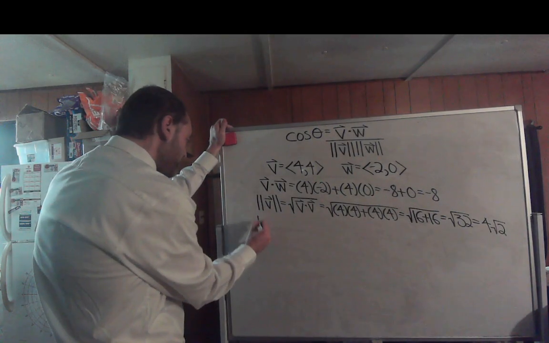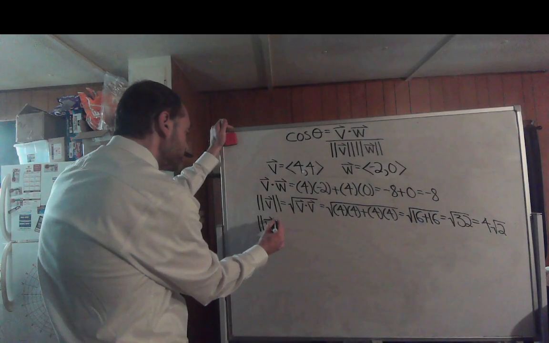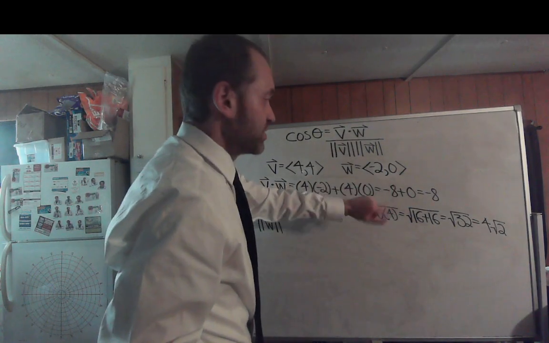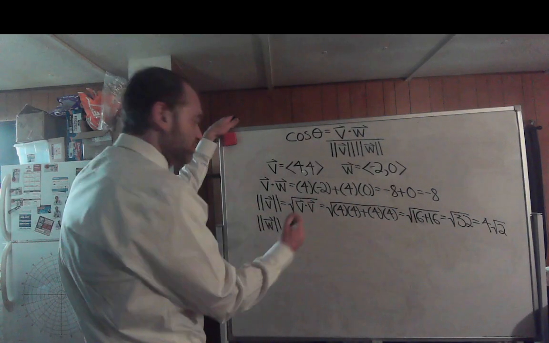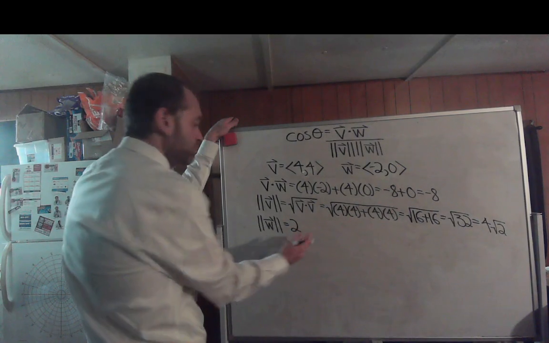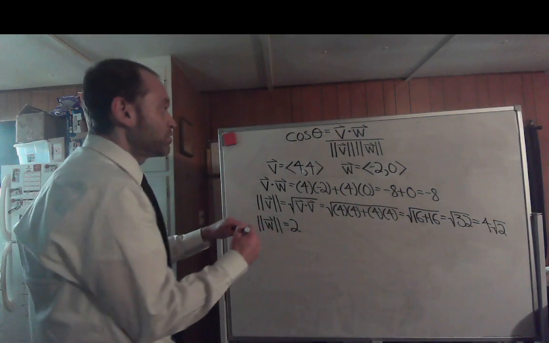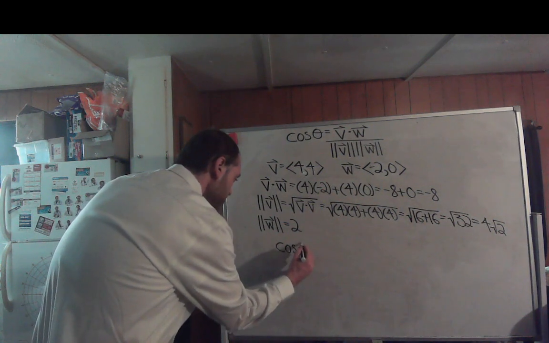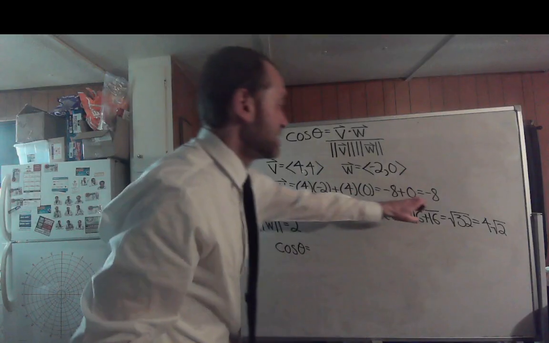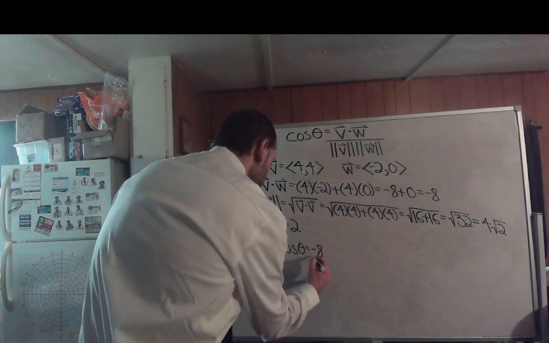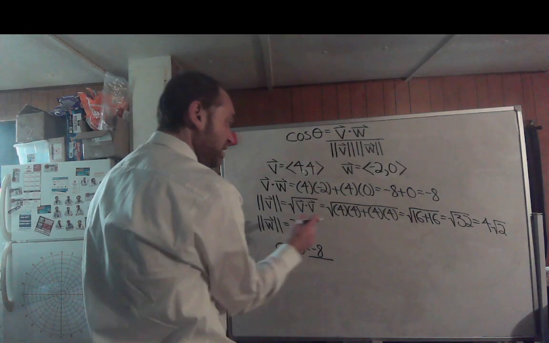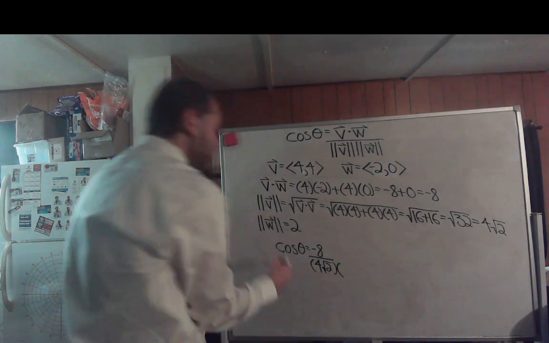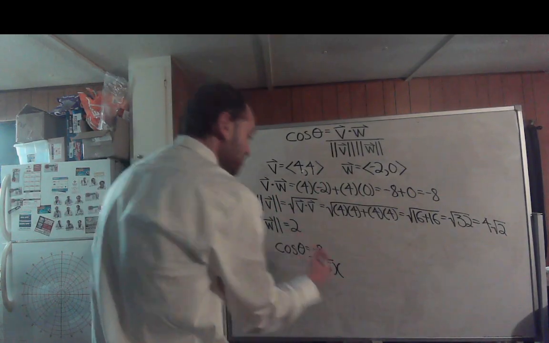Alright, now vector w, that one should be pretty obvious because you have a 0 entry. If you have a 0 entry in a vector, then the magnitude, of course, is the absolute value of the non-zero entry, so the magnitude of w is 2. Now that we have all these pieces, we can go ahead and solve and find the angle. So the cosine of theta equals the dot product of v and w, which is -8, all over the magnitude of v, which is 4 times the square root of 2, times the magnitude of vector w, which is 2.